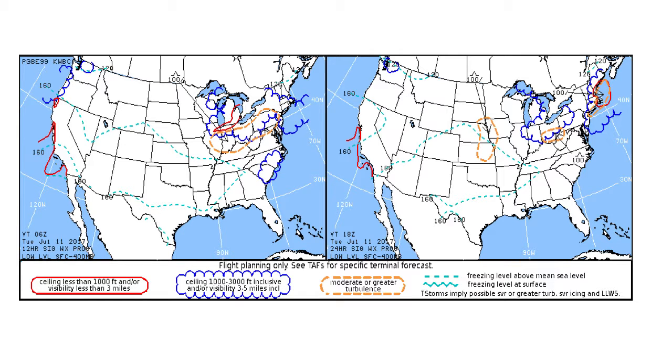Moving along to the forecasts, this is the prognostic chart. As you can see, there's marginal VFR in the East Coast area near Michigan, and lots of turbulence. The freezing level is about surface level horizontally around the US and near Texas. Is it above mean sea level? Around Texas, and yeah.